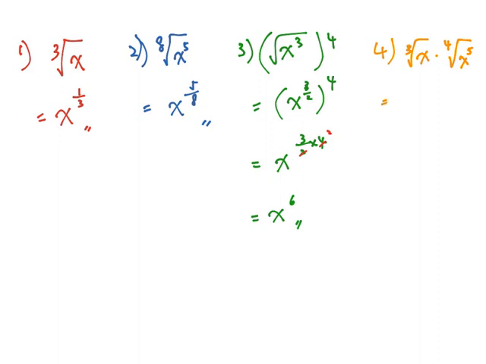Lastly, change 1 by 1. For the first term, it becomes x to the power 1 over 3 times x to the power 5 over 4. Then we will add the index. It becomes 1 over 3 plus 5 over 4. So the answer is 19 over 12 by using calculator.